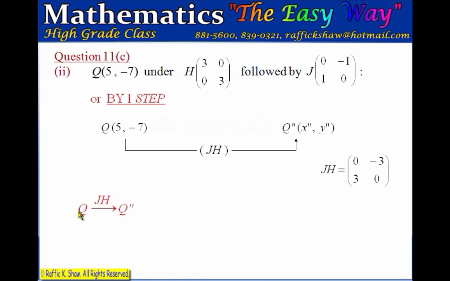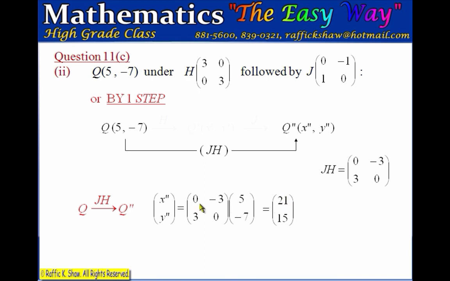JH multiplied by the vector for the point Q will give us the vector for Q double prime. And this is the calculation. We are multiplying the combined matrix JH by the column matrix for the point Q. And when we do that calculation, the result is 21, 15.